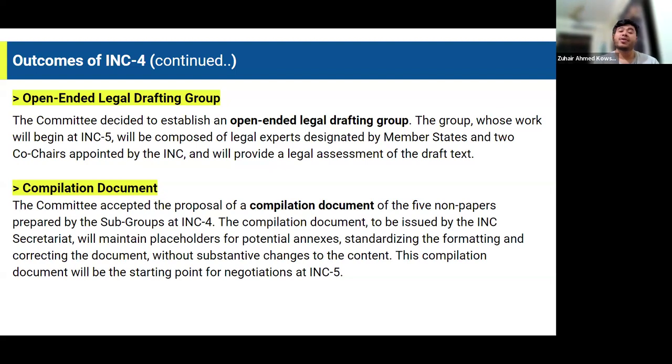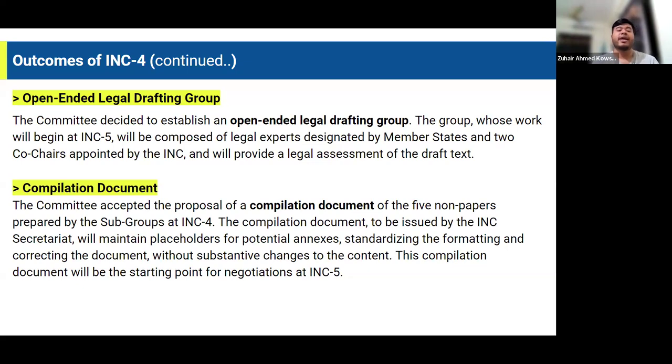And who are the members of this legal drafting group? The members are mainly the member states. The member states have been asked to designate legal experts from their countries to be part of this legal drafting group. Then, one of the most important outcomes of this INC4 session is the compilation document.